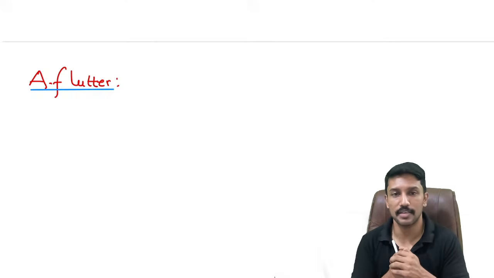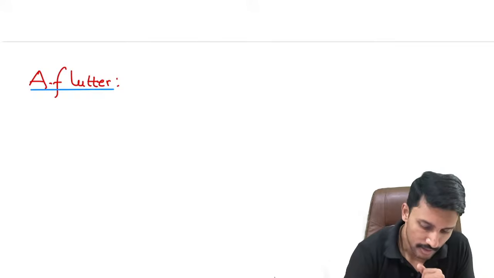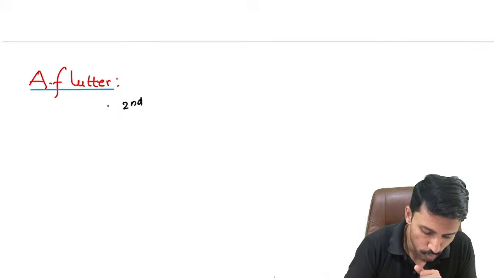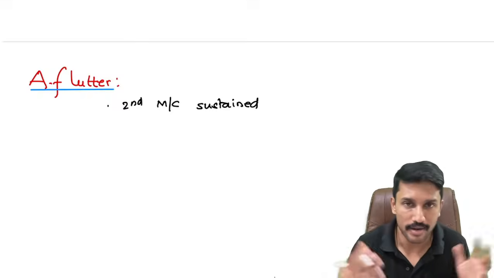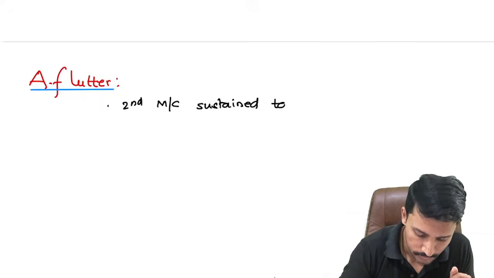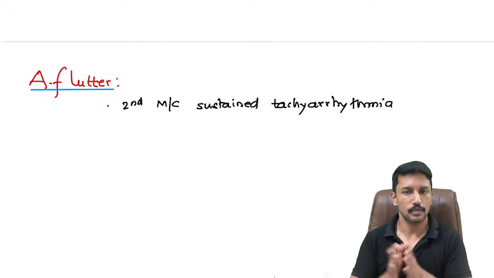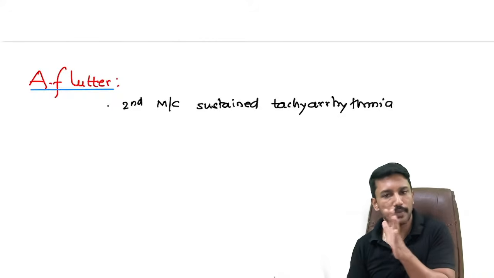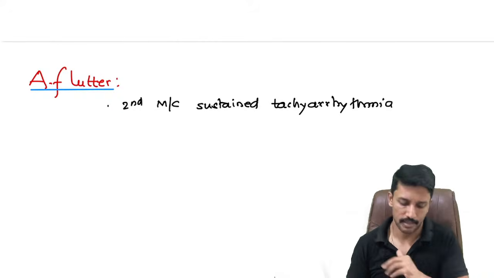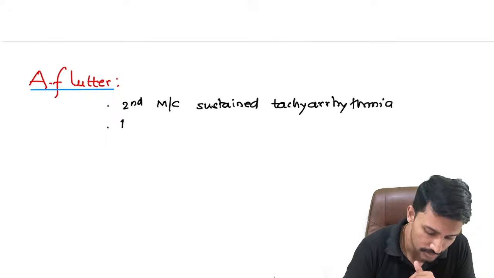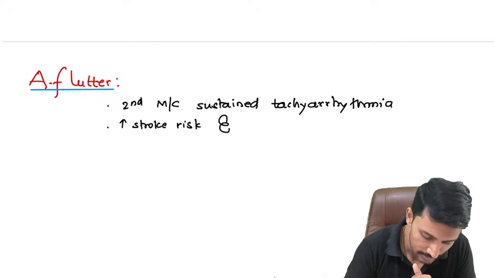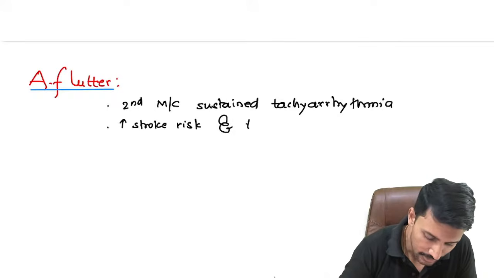So once I've recognized it as atrial flutter, the point to note is that it is the second most common sustained tachyarrhythmia. Means it can be chronic, it can stay for long, just like atrial fibrillation. So the management of atrial flutter follows the same pathway as atrial fibrillation. Because it is a sustained tachyarrhythmia, there is increased stroke risk and also increased risk of tachycardiomyopathy.